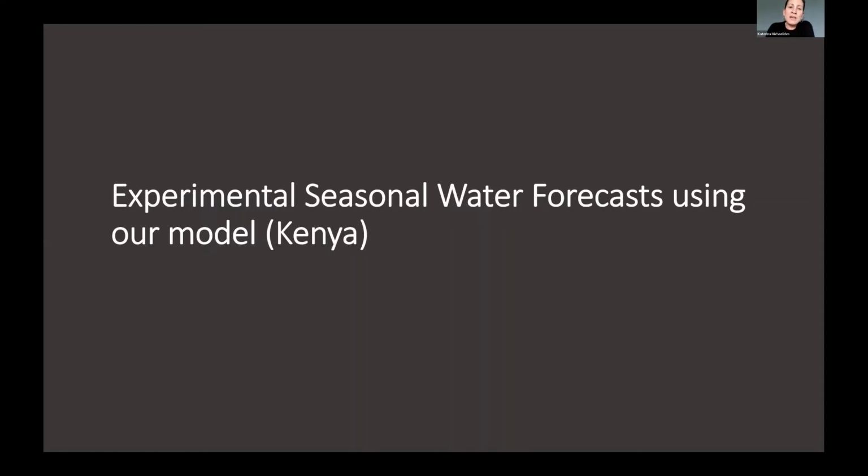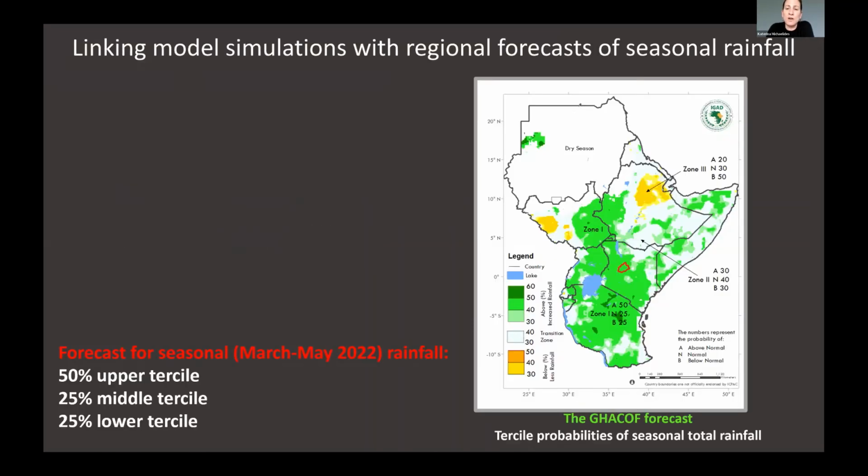So what we have done, and we're in an experimental phase right now, is we linked our dryland model, which has been tested and calibrated and works very well for Kenya. We link this to the regional rainfall forecast provided by ICPAC, which is the biggest climate services provider in East Africa. And we link our model to their seasonal rainfall forecast to provide seasonal water forecasts. So what this looks like is like this.